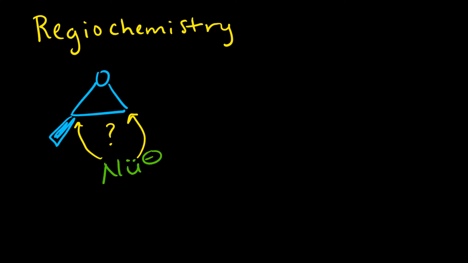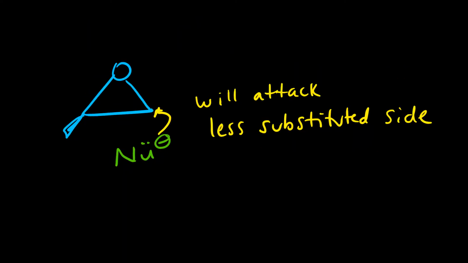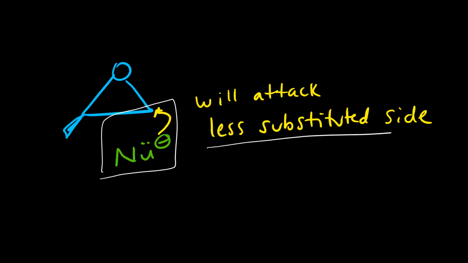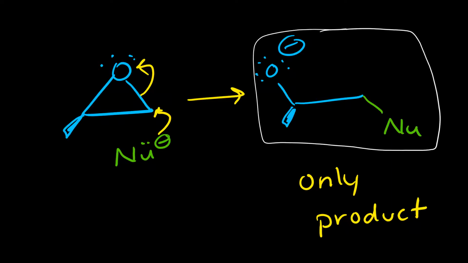If we had an epoxide that wasn't the same on both sides, we need to learn how we decide which carbon is going to get attacked. And in the case of the strong nucleophile, it's going to go through an SN2-like transition state. And since we know that transition state is very sensitive to steric interactions, the nucleophile in the epoxide ring opening under strong conditions will attack the less substituted side of the epoxide. And so you'll get only one product from this reaction.